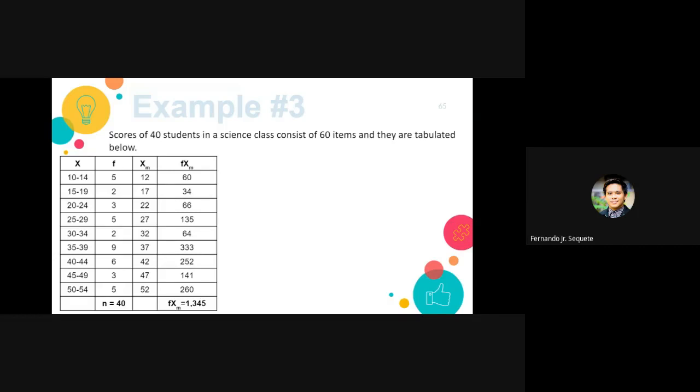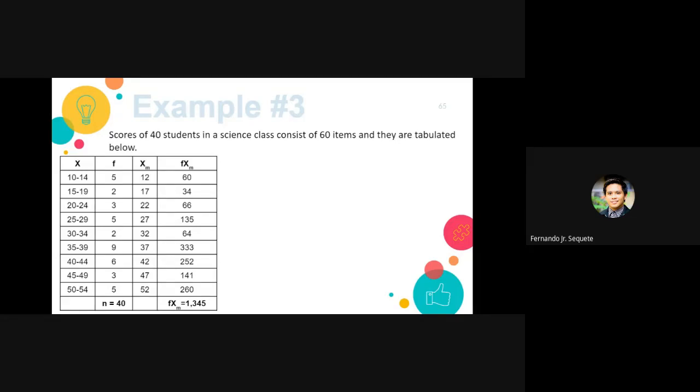Okay. Again, we have here 40 students. Tingnan natin yung value ng X sub M. Alam naman natin kung paano kunin yung X sub M? Okay. So, to review lang, our X sub M is 10 plus 14 divided by 2, that is our 12. 15 plus 19 divided by 2, we have 17, and so on. So that is our midpoint or our class mark.